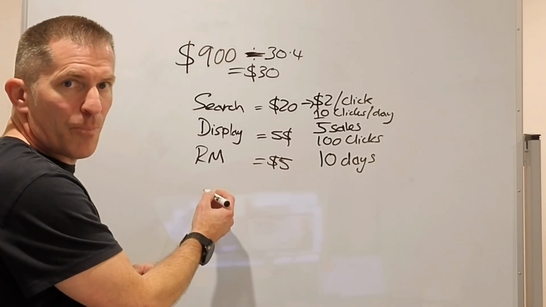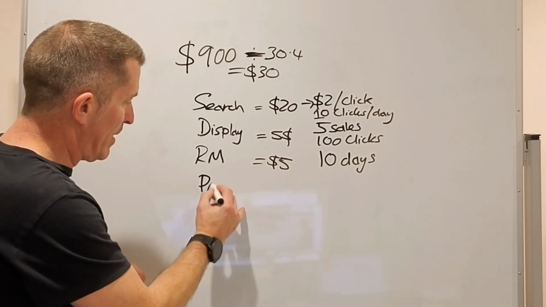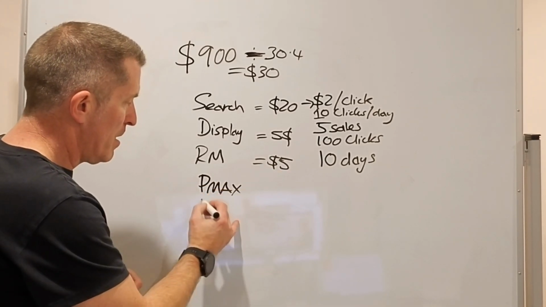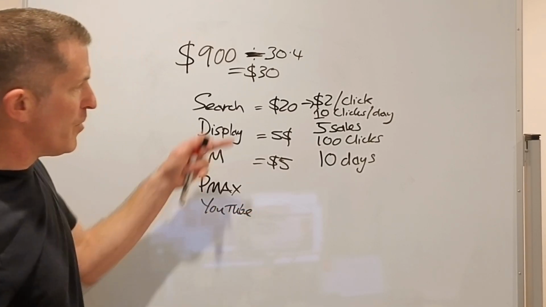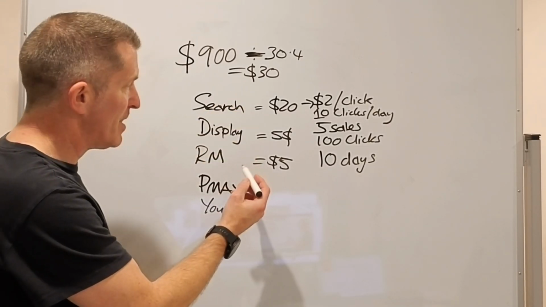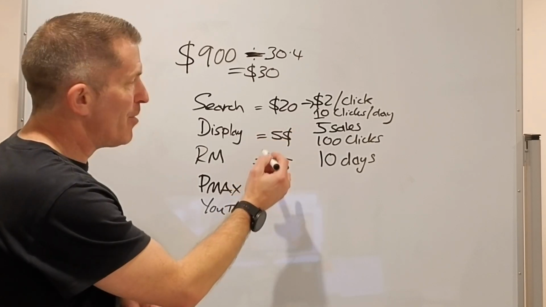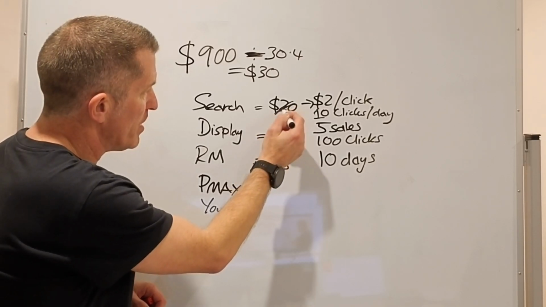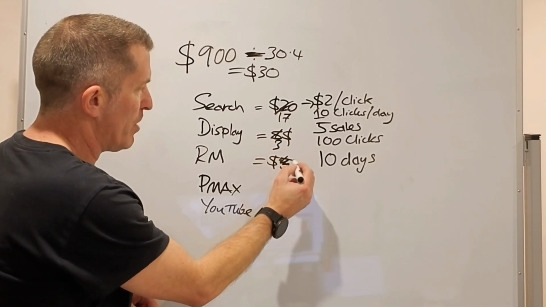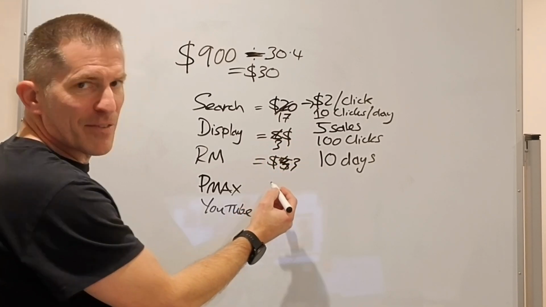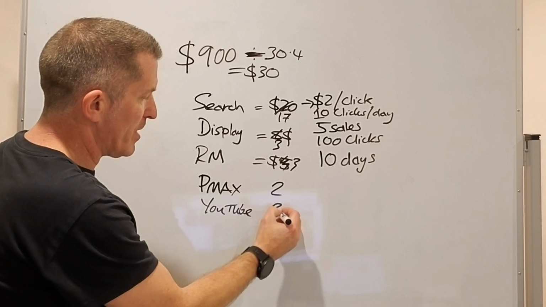Now, you probably want to be able to try other campaign types like Performance Max. You might want to be able to run a YouTube campaign. So if you've got $30 a day, what do you do with your budget? You'll end up taking a little bit off of this and a little bit off of this. So all of a sudden you've got $17, you've got $3, you've got $3, and then you've still only got a few dollars here, say $2 and $3.